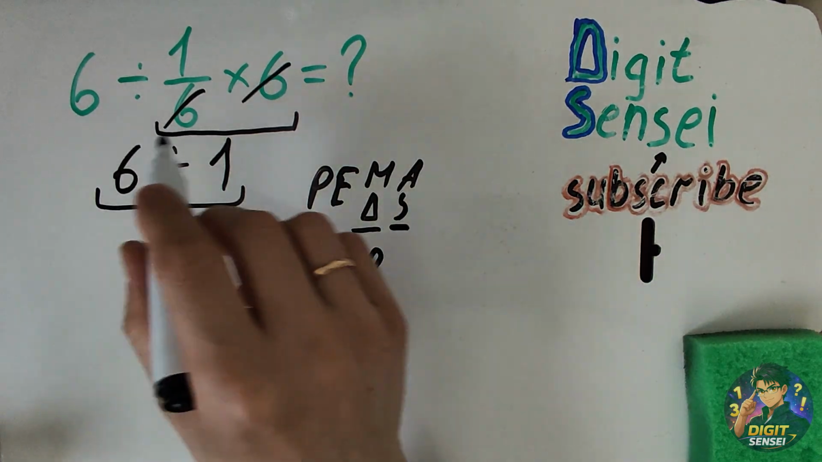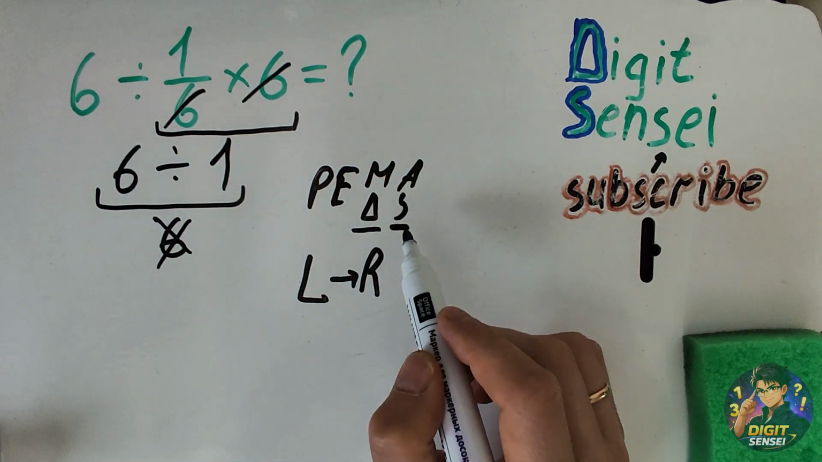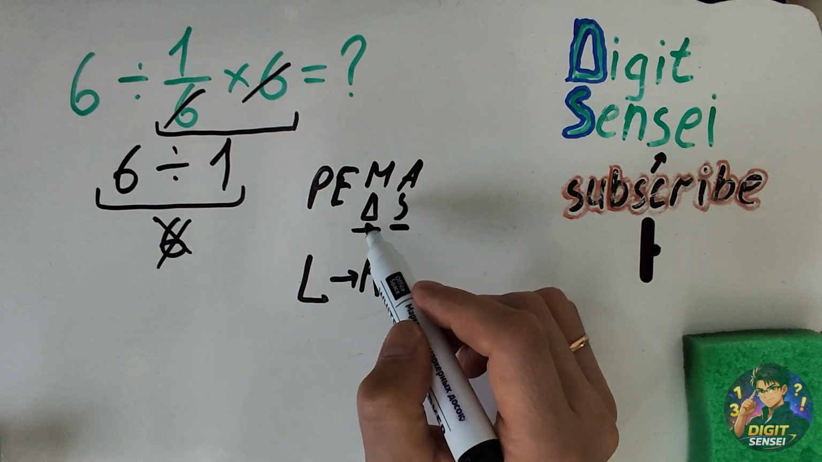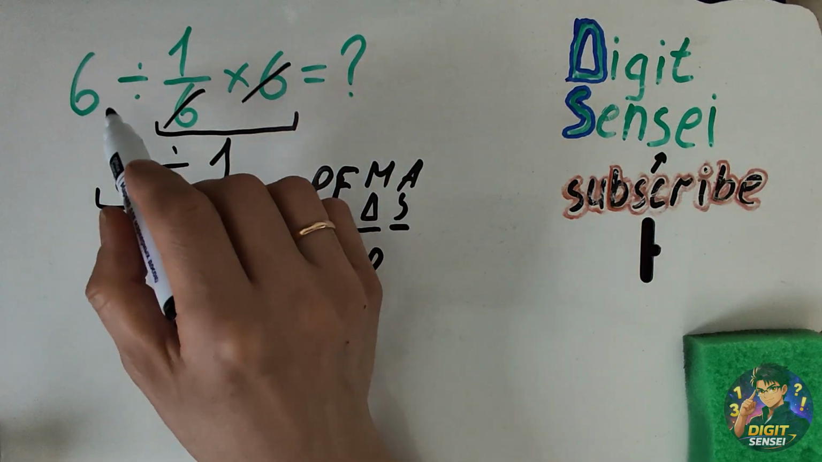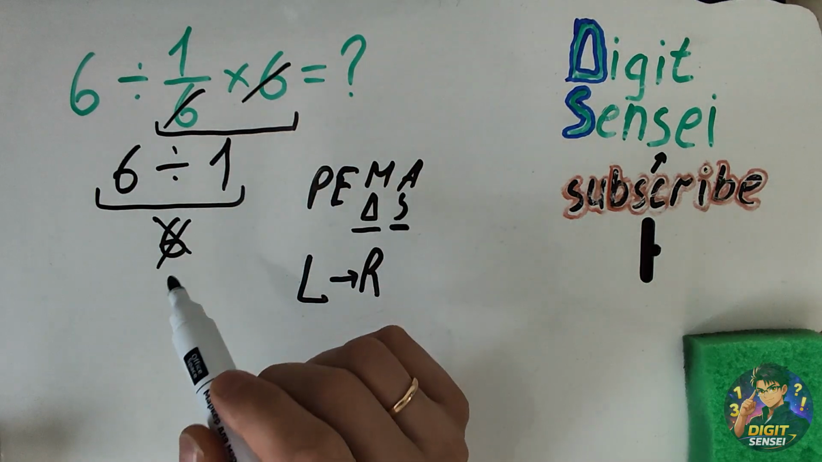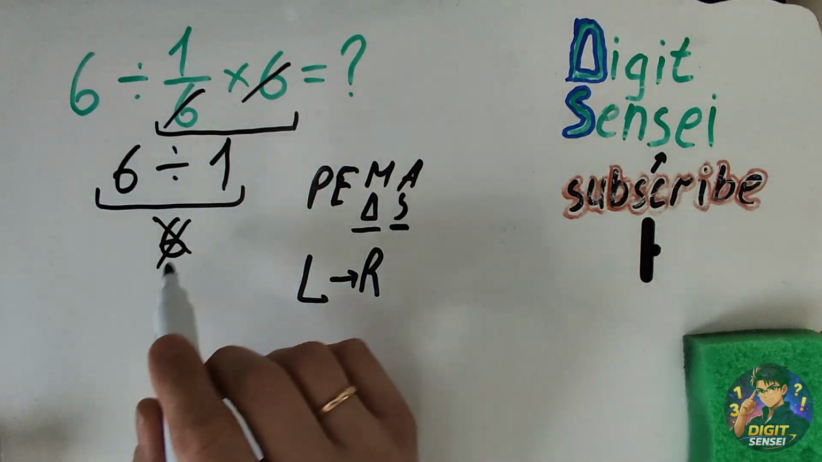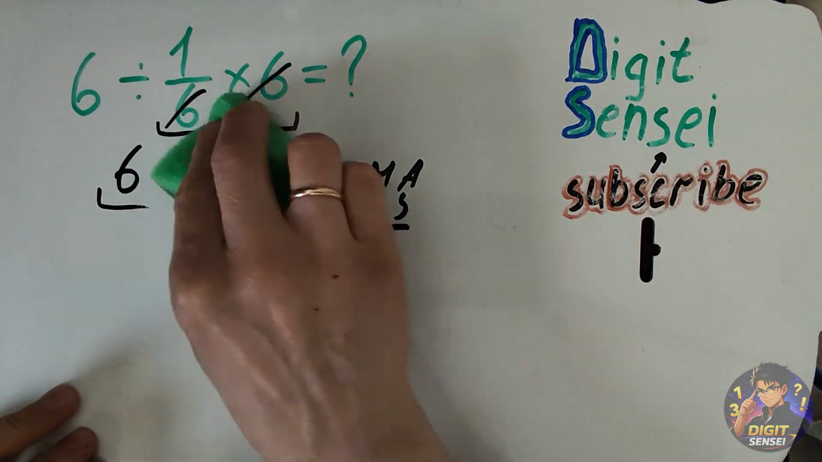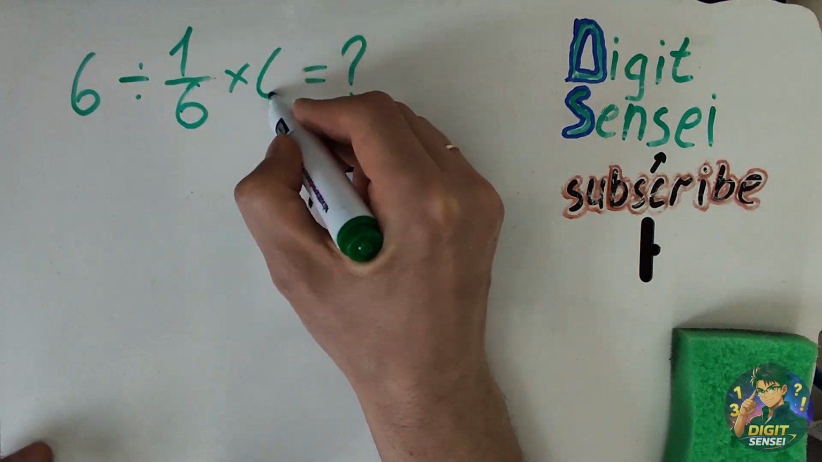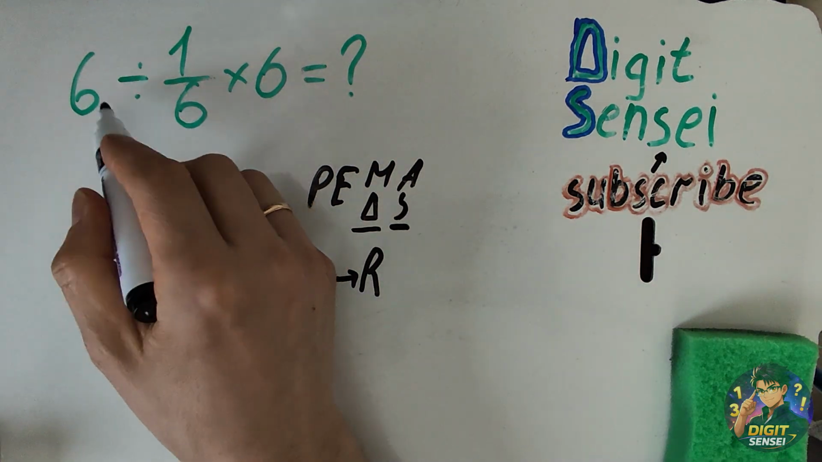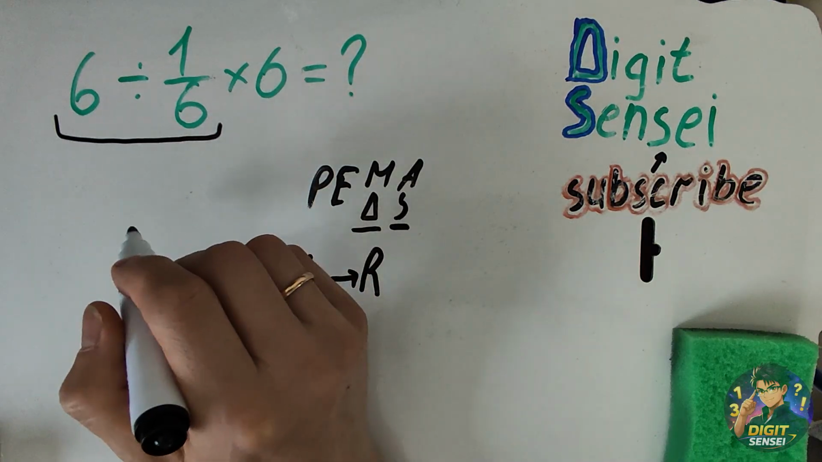In this expression, we have one division and one multiplication. According to PEMDAS, as I said, multiplication and division have equal priority and we have to work from left to right. So here, first we have to do this division, then this multiplication. If we do this multiplication before this division, it is wrong. So first we have to do this division: 6 divided by 1 over 6.